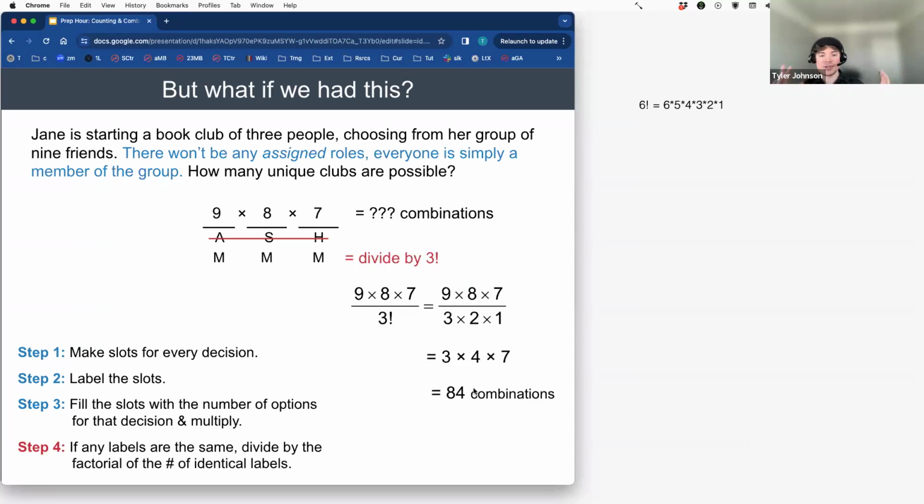So when you're in a situation where shuffling positions does not increase the count, you're always going to divide, because your total count is then going to be smaller if changing positions doesn't mean we get a new count.